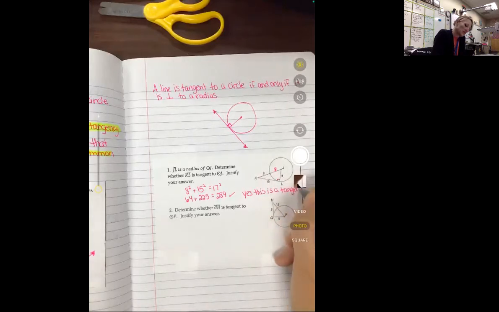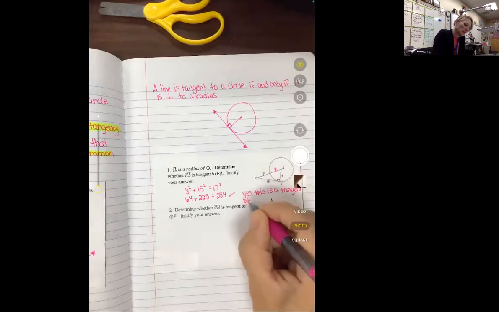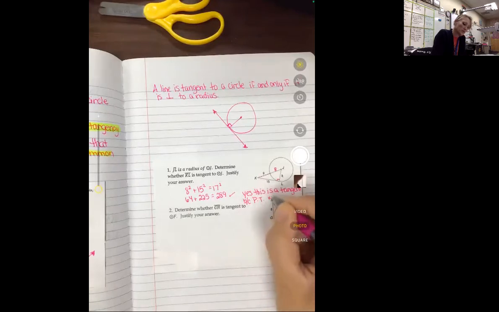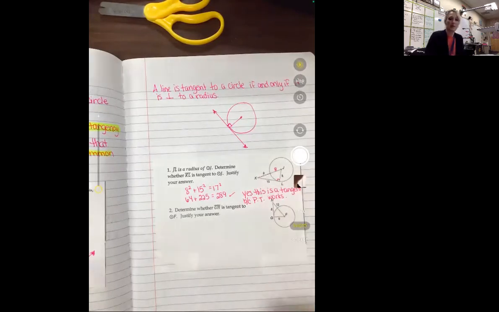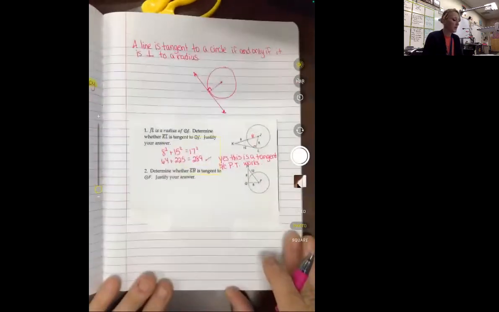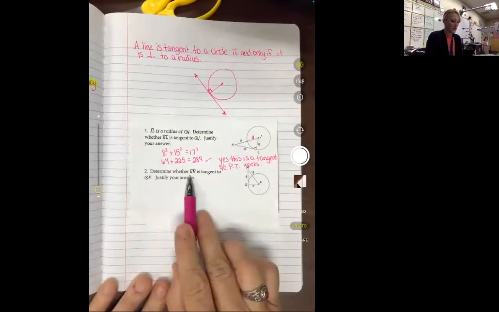And it says justify your answer. So, because the Pythagorean theorem works, there's our justification: the Pythagorean theorem works, so we know it's a right triangle. So again, determine whether GH is tangent to F.